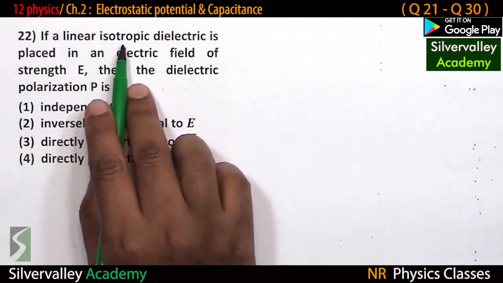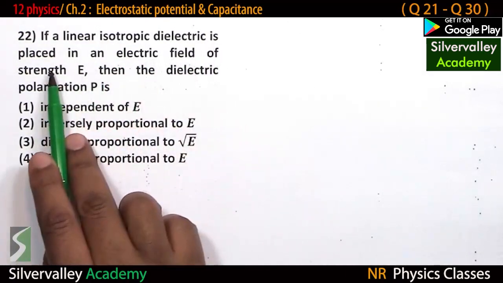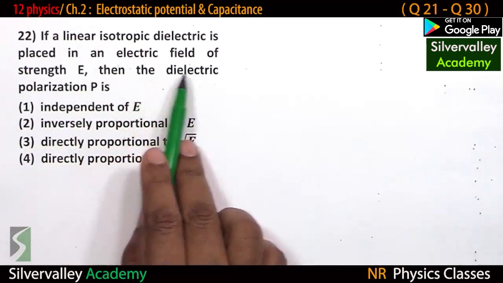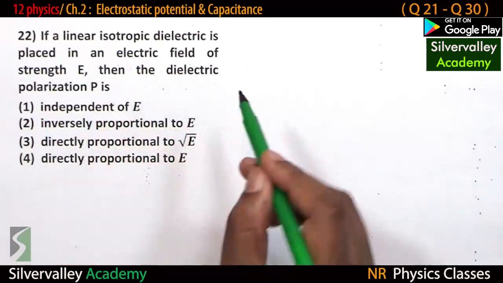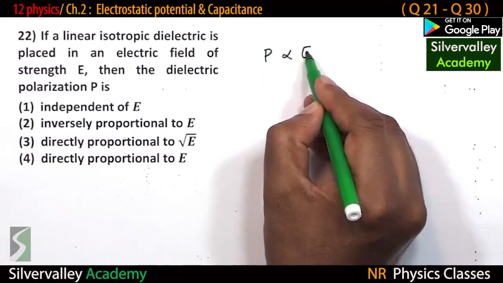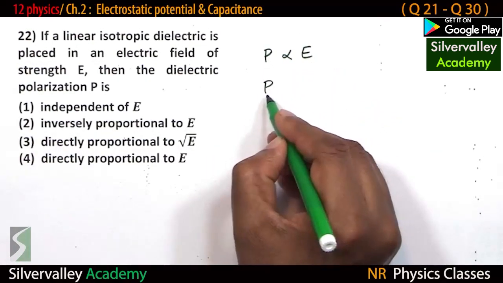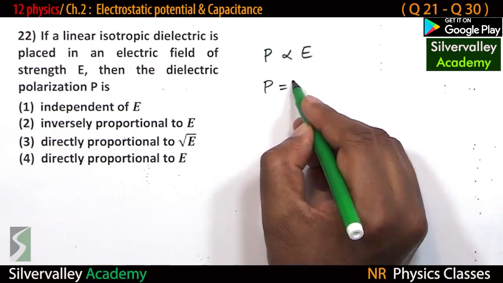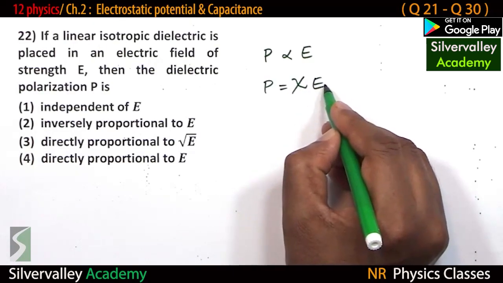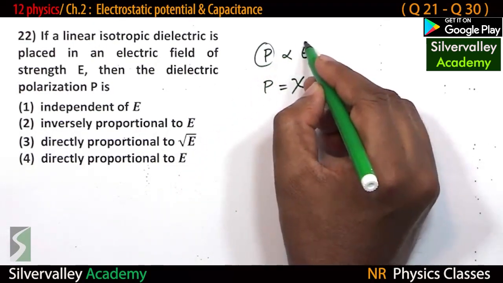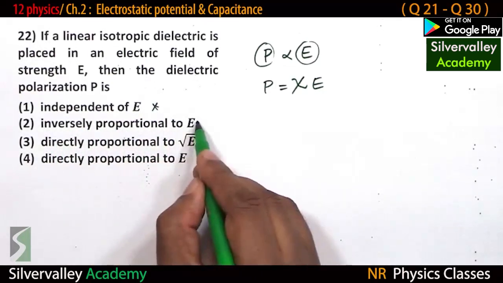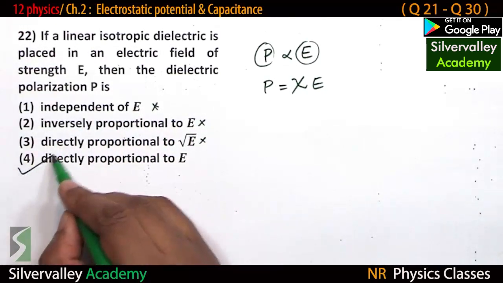If a linear isotropic dielectric is placed in an electric field of strength E, then the dielectric polarization P is. Dielectric polarization is proportional to applied electric field, or dielectric polarization is equal to electrical susceptibility into E. Therefore, these two are directly proportional. Independent, inversely proportional, no, yes.